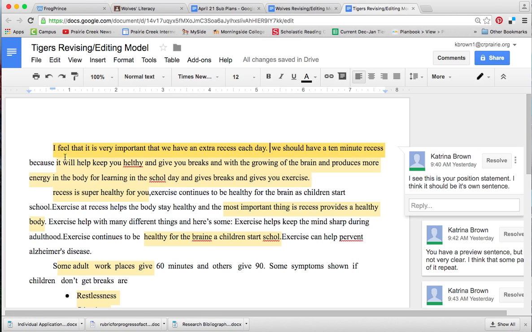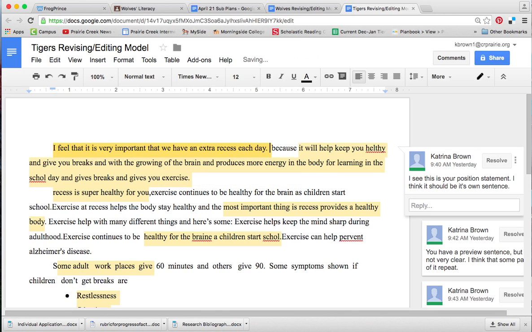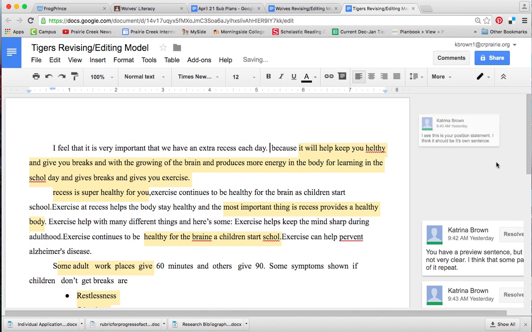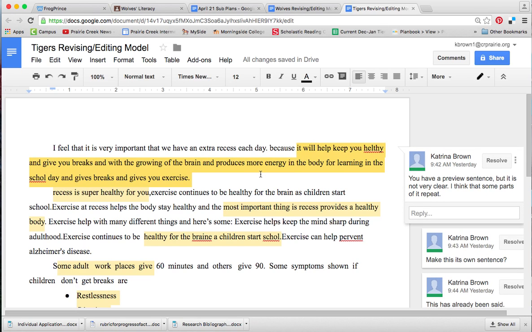Okay, now I didn't connect it to my preview sentence, and I feel like I've made the fixes that I need to. So over here, I'm going to click the resolve button. Now I know I have that. So as I look at my next sentence, this is my preview sentence right here. But I'm going to agree with them. I think I put a lot of stuff in the preview sentence that I didn't need to.